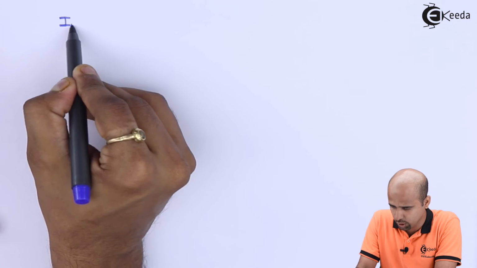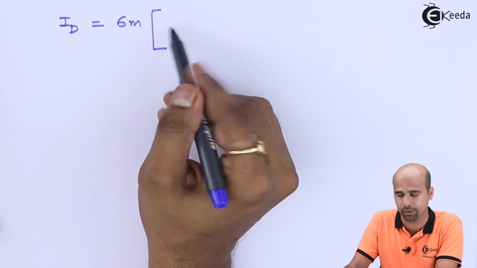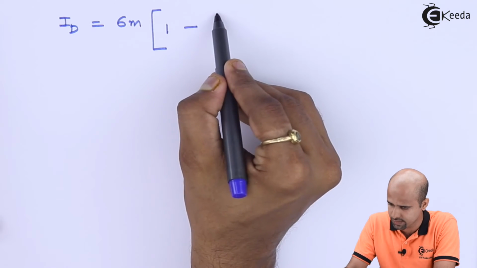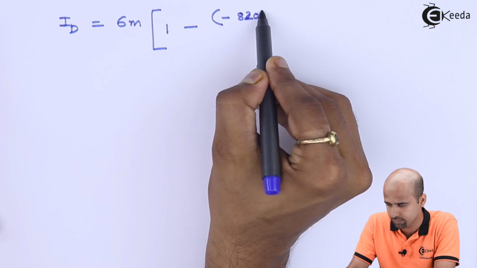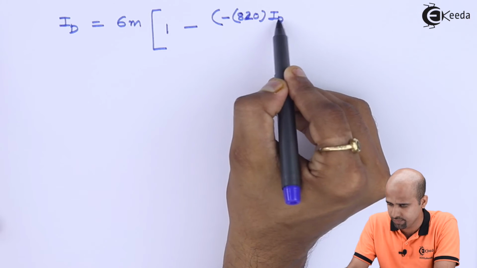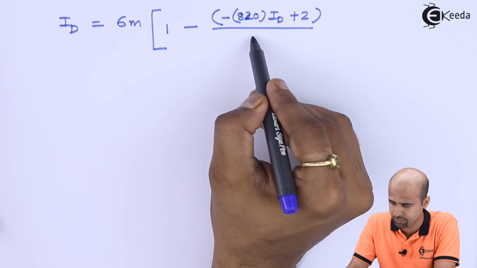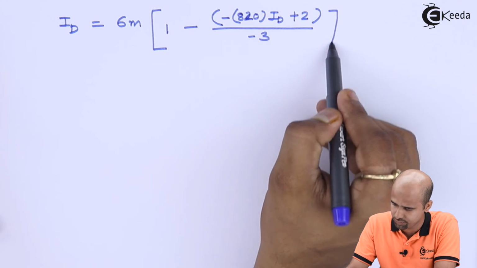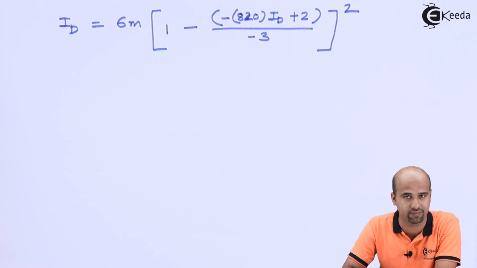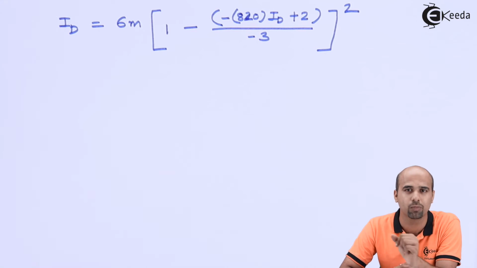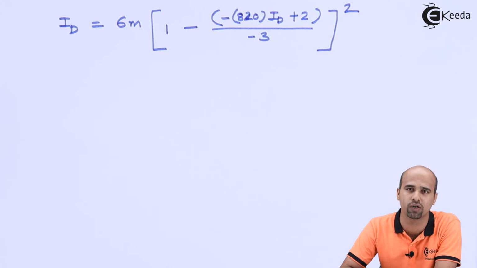I'll put first the value of VGS, IDSS and VP. VGS is minus of 820 multiplied by ID plus 2, divided by minus 3, the whole square. Hereafter only the mathematical part is left. So what you will do, pause your screen for 2 minutes and solve this up to getting 2 roots of this quadratic equation.